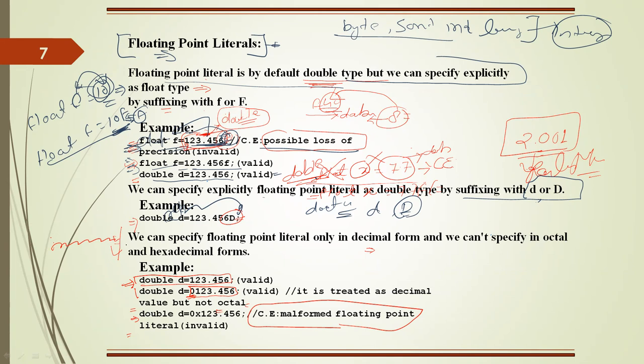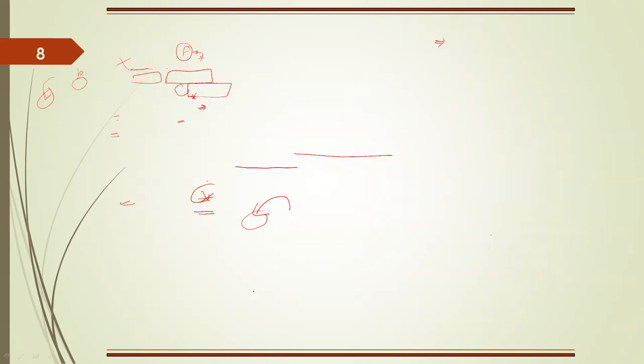Now some examples. We can specify floating point literals only in decimal form. We can't specify them in octal and hexadecimal. If you try to initialize floating point literals in hexa or octal, it will not work, giving a compile time error, right? So next topic, let's see.